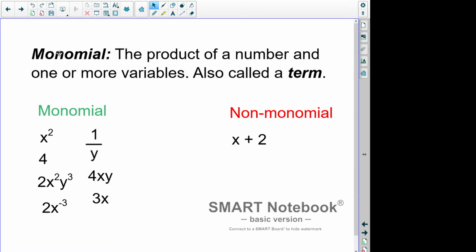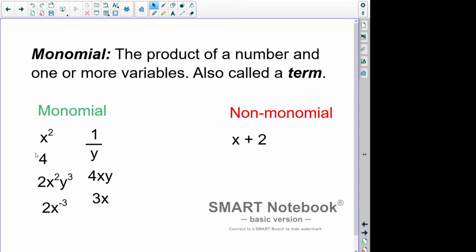So we start with what's called a monomial, right? A monomial is just a single term, and a term is a product of a number and one or more variables. Okay, so it's the product or a quotient of those, right? So we look at all of these examples over here. These are all examples of monomials. Okay, all different kinds of things going on, but they're all the product or quotient of a number and some variables. And so x squared is the product of two x's.